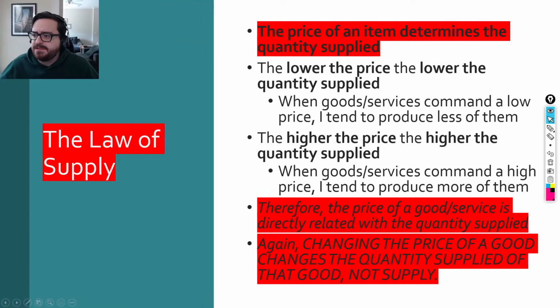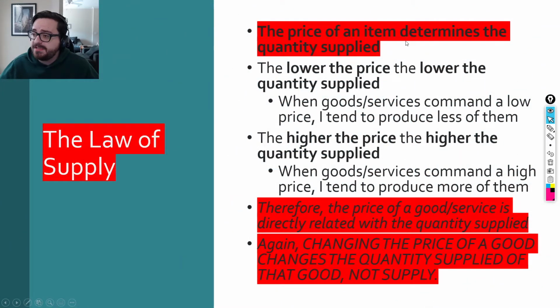Just like demand has, the supply curve has the law of supply, which says actually kind of the same thing. The price of an item determines the quantity supplied of that item, but it actually works in reverse to the law of demand. The law of demand said that lower prices meant higher quantity demanded because things are cheaper, you want to buy more. If you're a business, though, it goes the opposite.